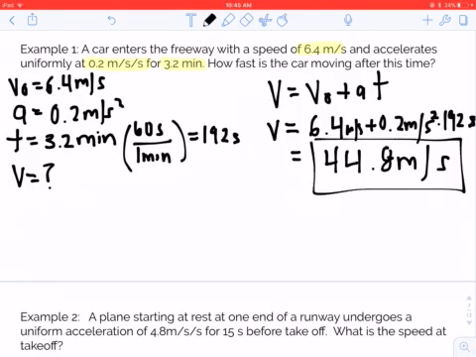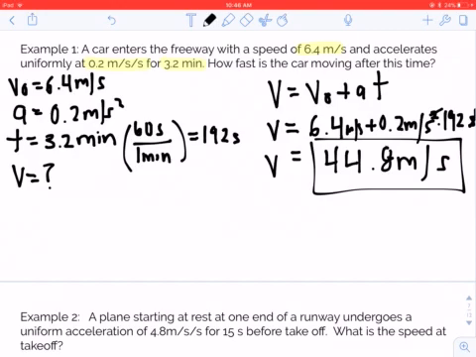You see that one of these seconds will cancel and we'll have meters per second plus meters per second. So our units are meters per second, which is exactly what we need. So the final velocity of this car will be 44.8 meters per second after 192 seconds have passed. Okay, so this car is speeding up and in the positive direction. Velocity and acceleration are both positive.